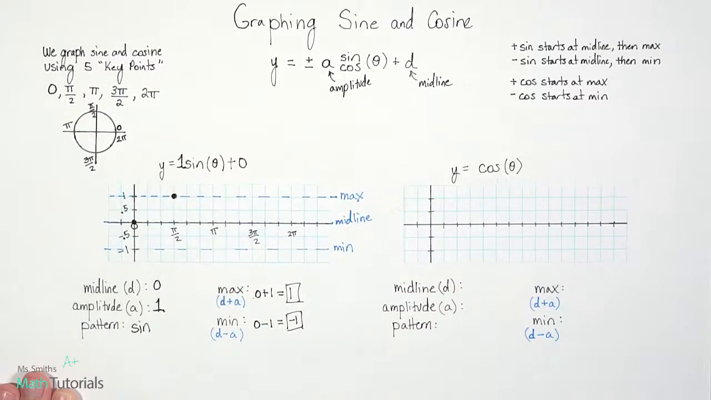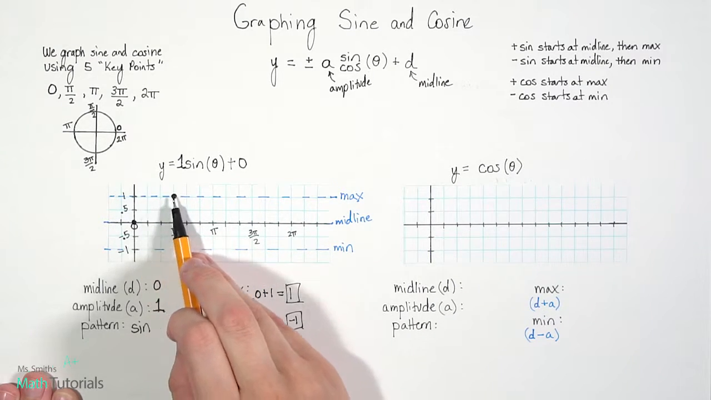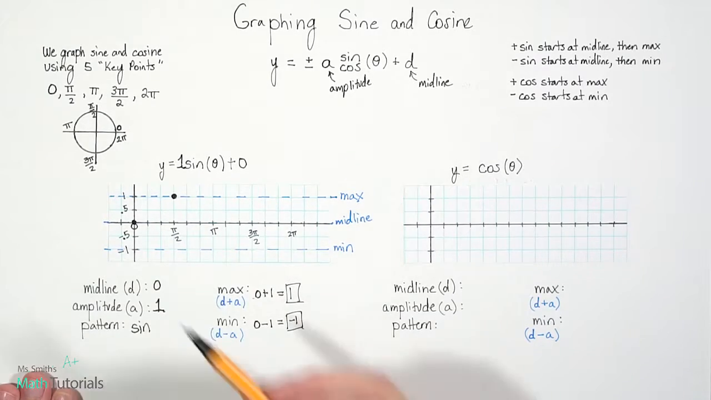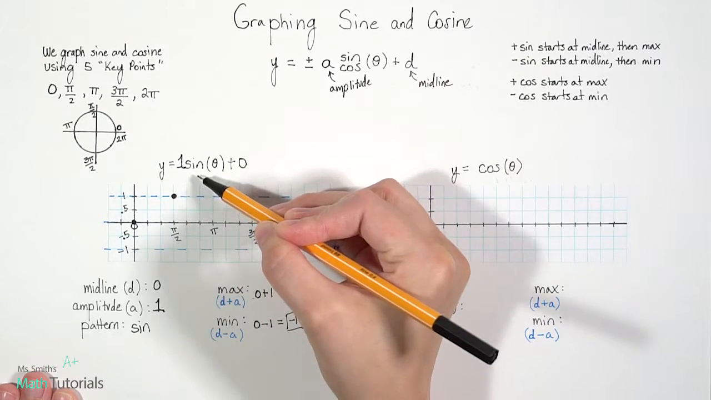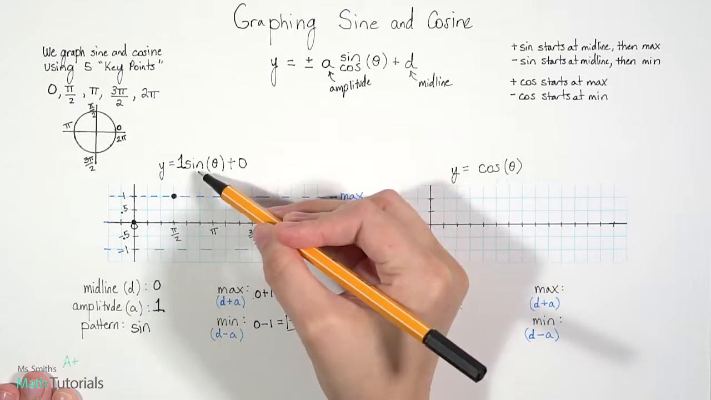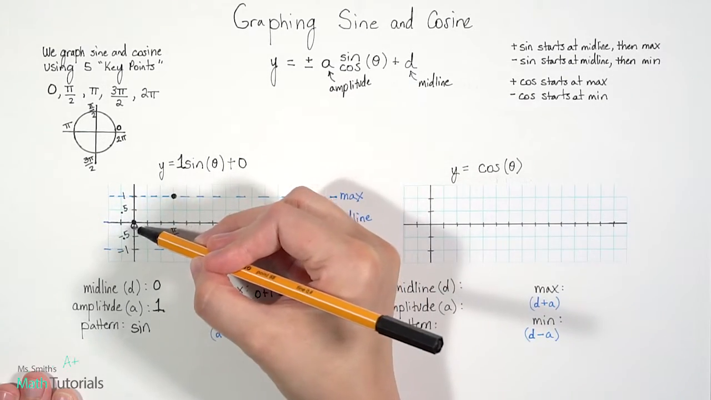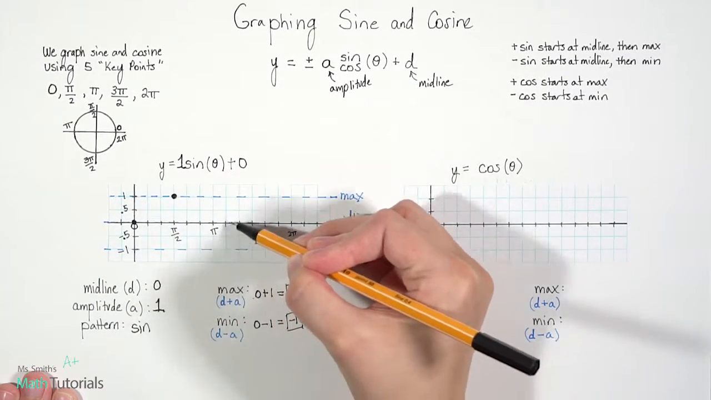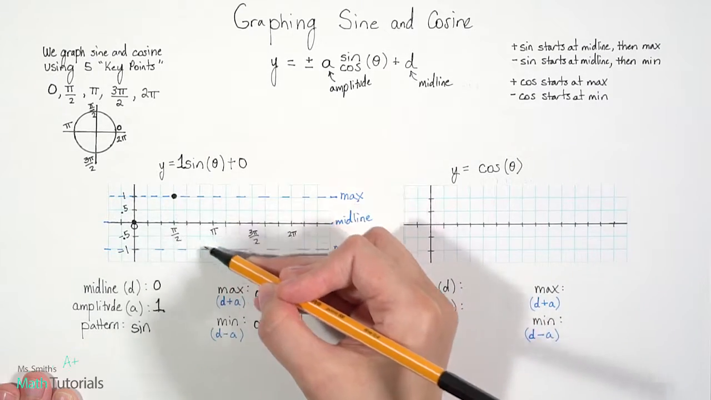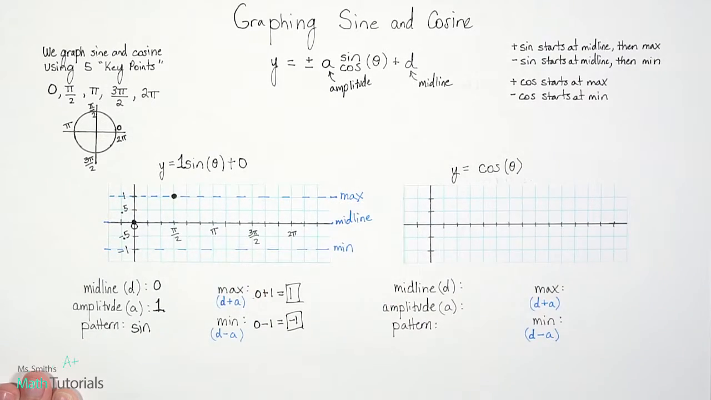And I'll plot that point. So now you might be thinking, okay, where do I go from here? Once you get that starter, the mid, and then the max, you can then follow the pattern in a curved way. The sine and cosine graphs are always going to follow, like I said, the sound wave type curve. So you can follow that pattern.